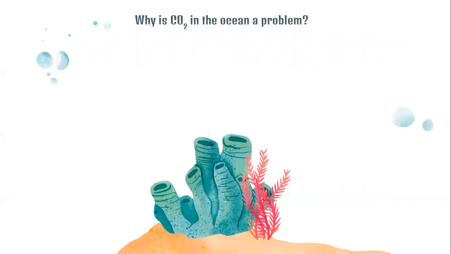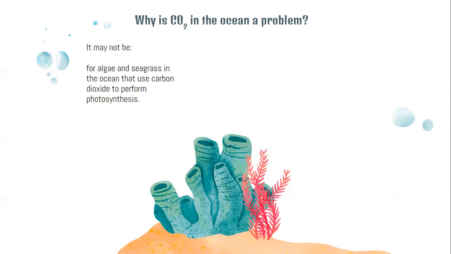Now, why is CO2 in the ocean actually a problem? Well, it may not be. For algae and seagrass in the ocean, they use carbon dioxide to perform photosynthesis. And so you might be thinking, great, that means molecular oxygen, O2. That's what we breathe. It's produced, which can be outgassed into the atmosphere and help humans on the surface. But there's more.